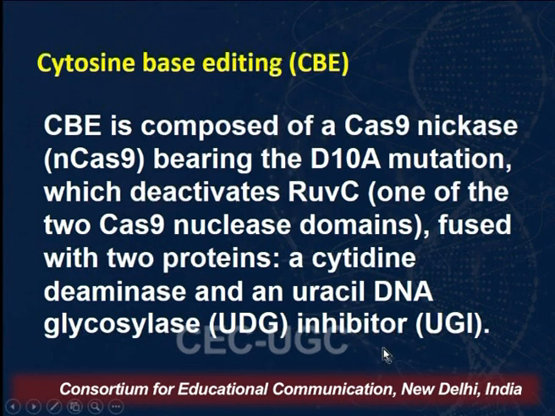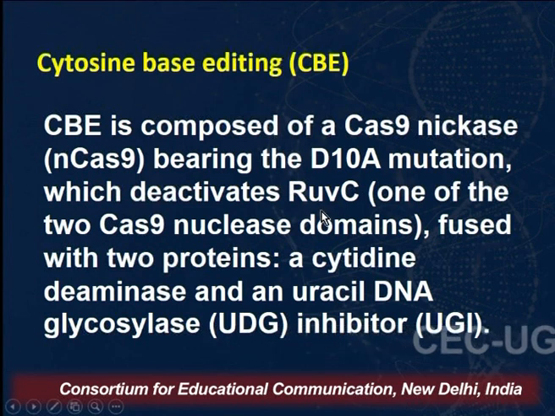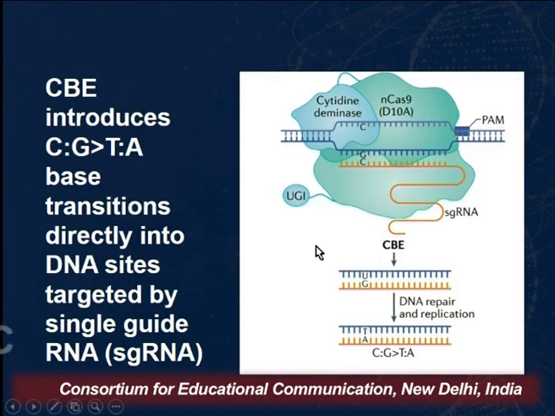So the basic thing is that it is a variant of a Cas9 which has been created by mutating the D10A position, inactivating the RuvC. Now what the CBE does is that it introduces C•G to T•A transitions. This kind of base pair transition occurs directly in the sites targeted by the single guide RNA.